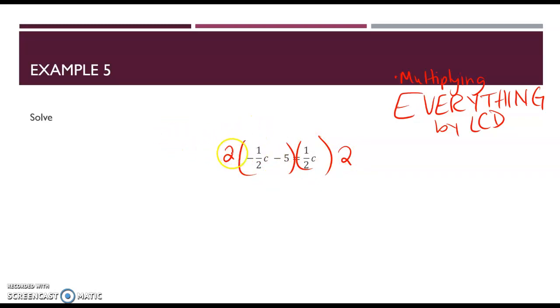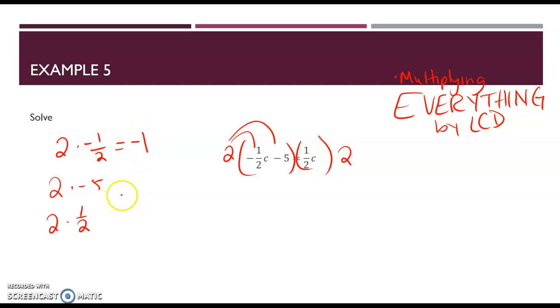And so I'm going to take 2 times the negative 1/2, and then I'm going to take 2 times the negative 5, and then 2 times the positive 1/2. So 2 times the negative 1/2 is just negative 1, because half of 2 is 1, and we have a positive times a negative, so it's negative. 2 times negative 5 is negative 10, and 2 times 1/2 is 1. And so now I'm going to just replace these. So we have a negative 1c minus 10 equals 1.